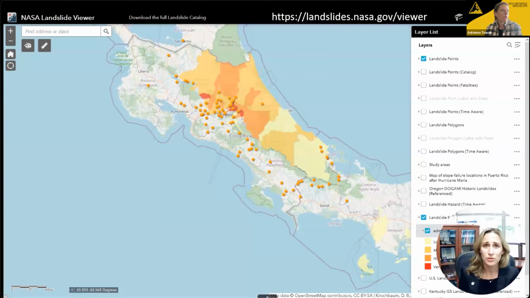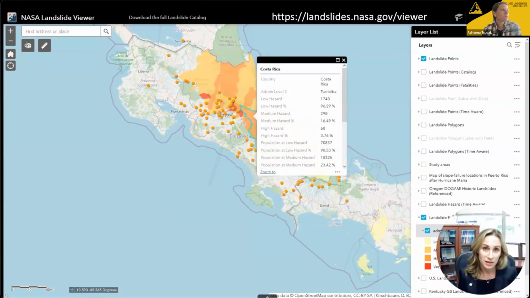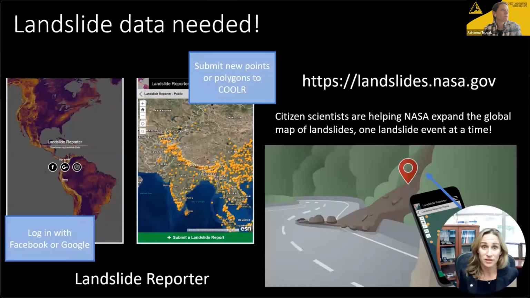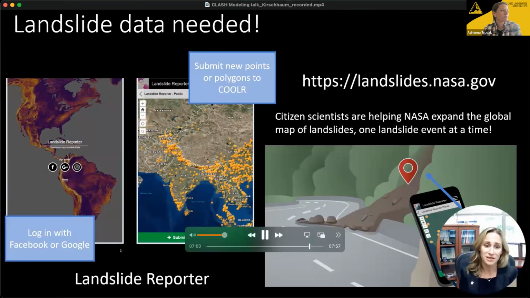So just to close, I want to highlight that all of the code is freely available and open source in GitHub, and you can access all of this through landslides.nasa.gov. There's also a viewer that has information about impacts in near real time at a district level. And we always are in need of more data, so if anyone's interested in contributing to a citizen science-based project on this, please go to landslides.nasa.gov to access Landslide Reporter.